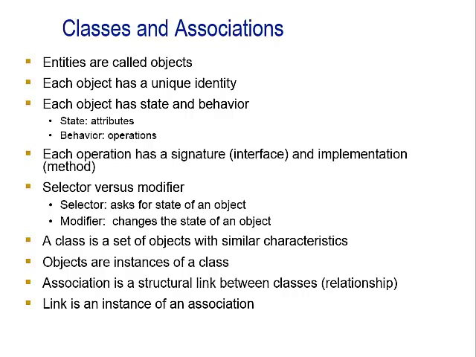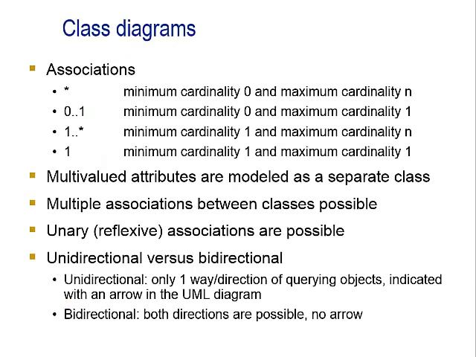An association is a structural link between classes or relationship type. A link is then an instance of an association. In class diagrams, the associations can have all possible multiplicities, all possible cardinalities. Just as it was supported in the ER model, we can have associations with a minimum cardinality of 0, maximum cardinality of n, minimum cardinality of 0, maximum cardinality of 1, minimum cardinality of 1, maximum cardinality of n, minimum cardinality of 1, and maximum cardinality of 1. So all these different cardinalities are perfectly supported in the UML class diagram.